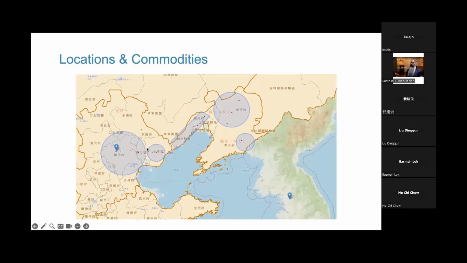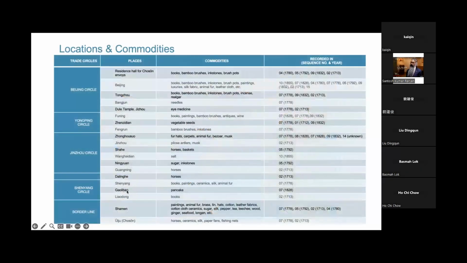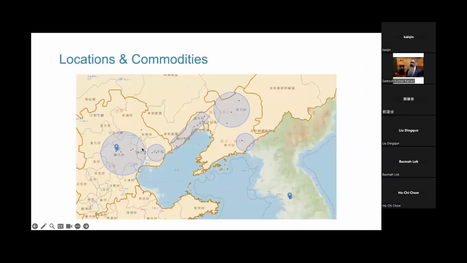and we can see where they conducted this unofficial trade. And I circled them and mainly divided them into 4 trade circles according to the commodities. So the first one is the Beijing circle and the Yongping circle.